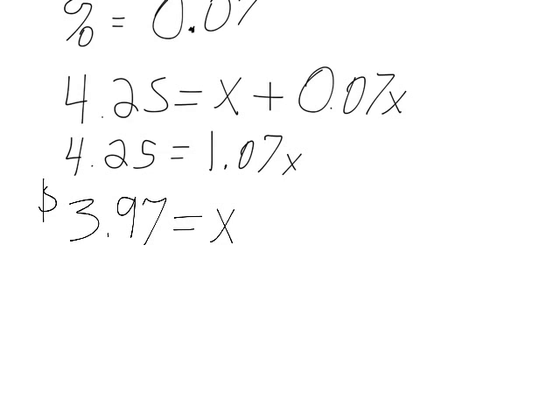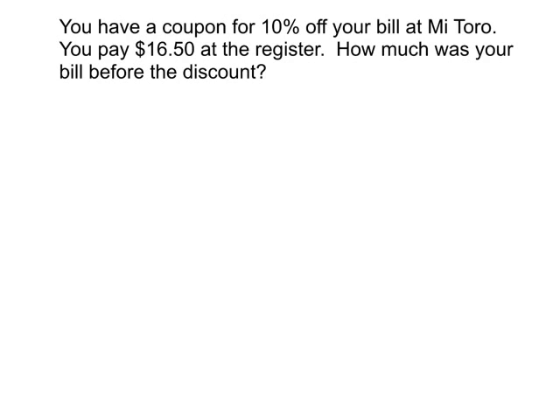All right, let's try another example. Here's our problem. You have a coupon for 10% off your bill at MeToro. You pay $16.50 at the register. How much was your bill before the discount? This problem works basically like the last one. The difference is, instead of a sales tax markup, we've got a coupon, which gives us a markdown.